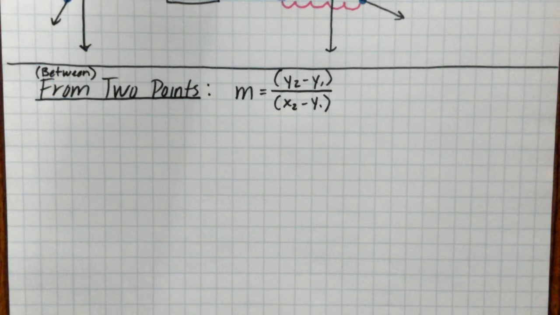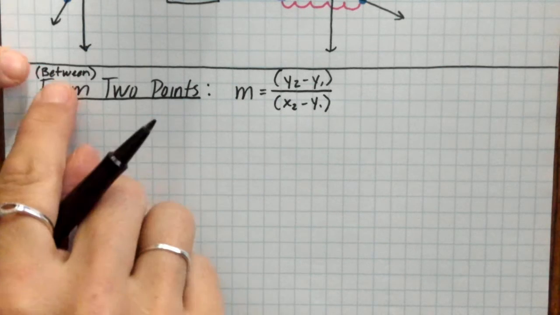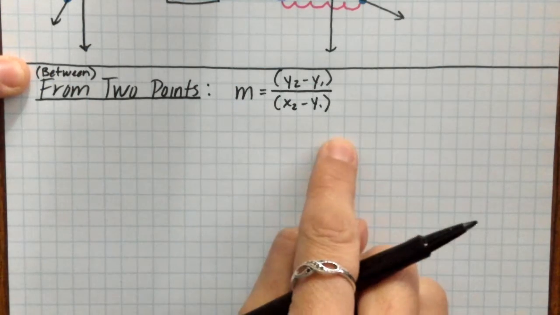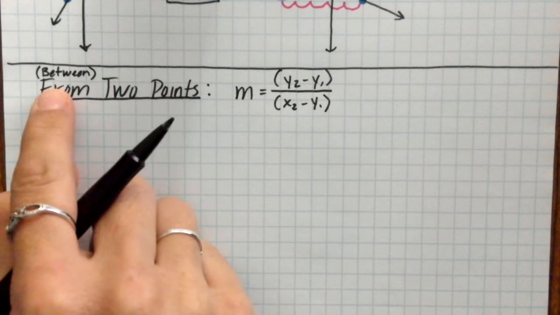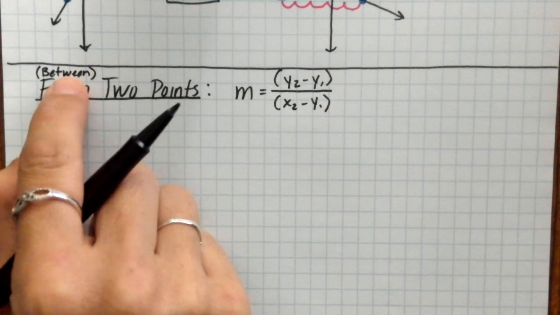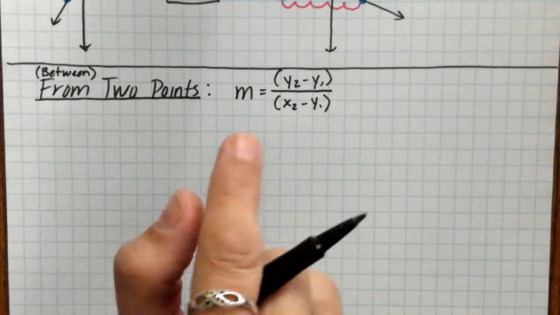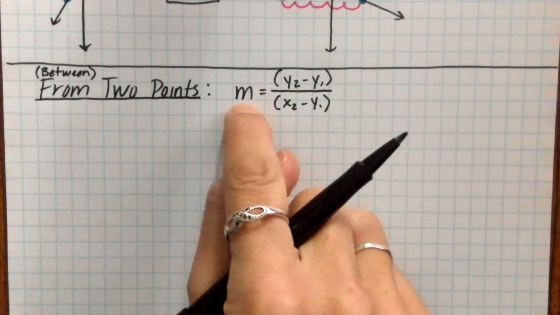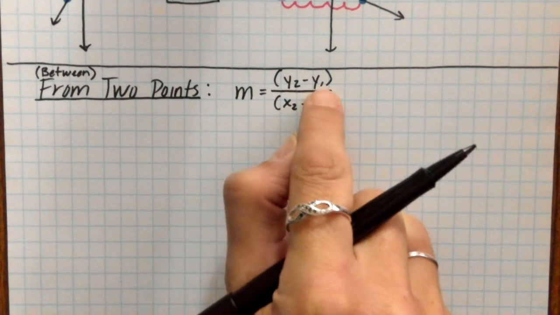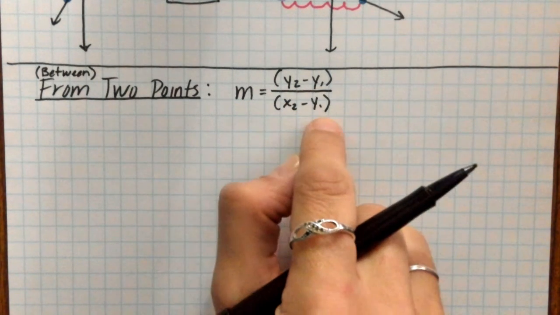All right, second part, from 2 points, also known as between 2 points. So pause it, make sure you get this written down. Sometimes it's said that way, because we're going to be seeing this between 2 points coming up later on in the lessons in this unit. This is your formula. M, slope, is y2 minus y1 over x2 minus x1.